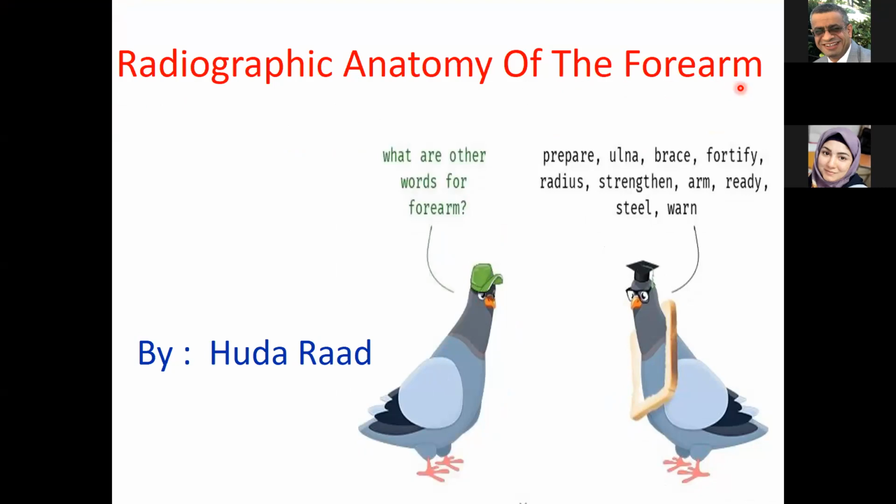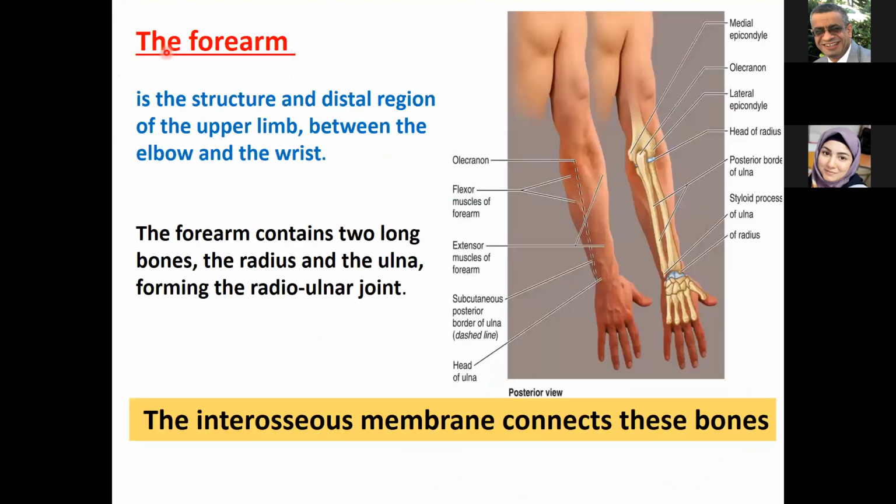Radiographic anatomy of the forearm. The forearm is a structure on the distal region of the upper limb between the elbow and the wrist. The forearm contains two long bones, the radius and the ulna, forming the radio-ulnar joint, with the interosseous membrane connecting these bones.